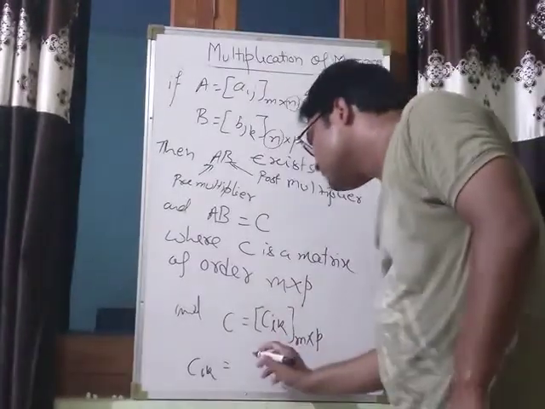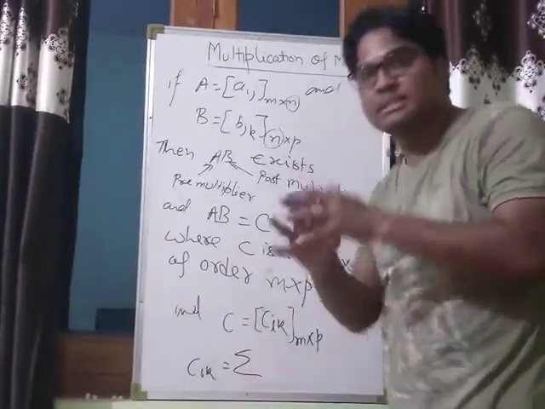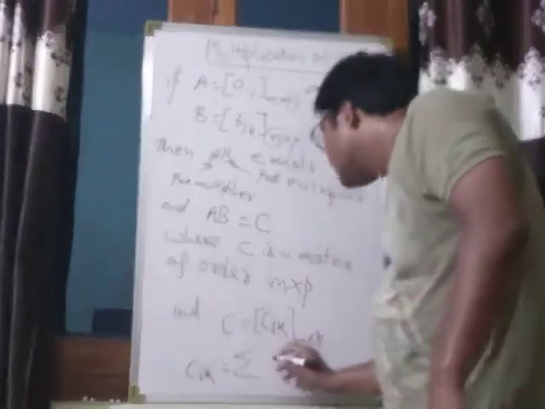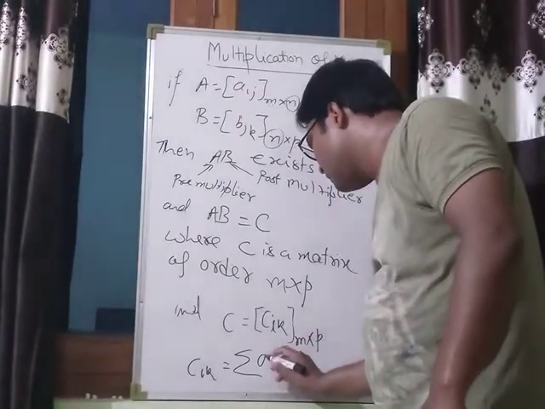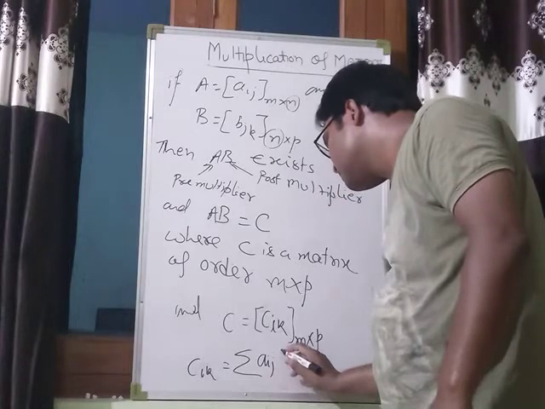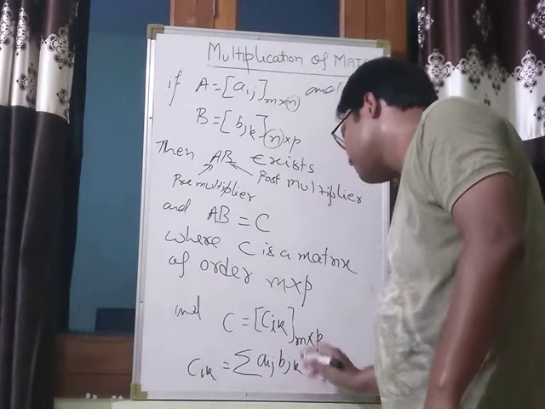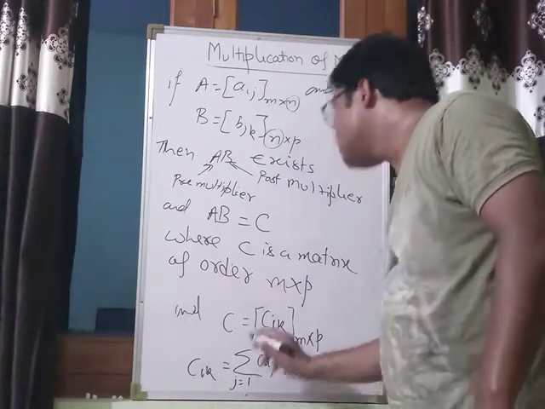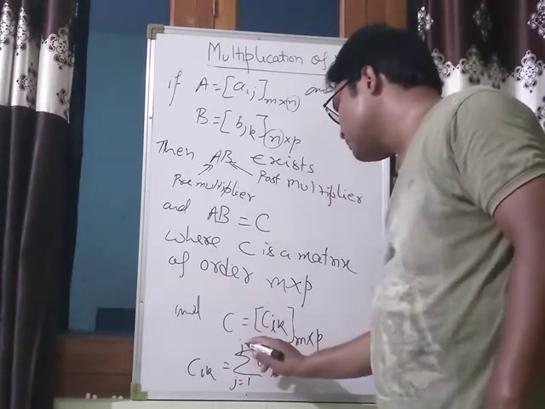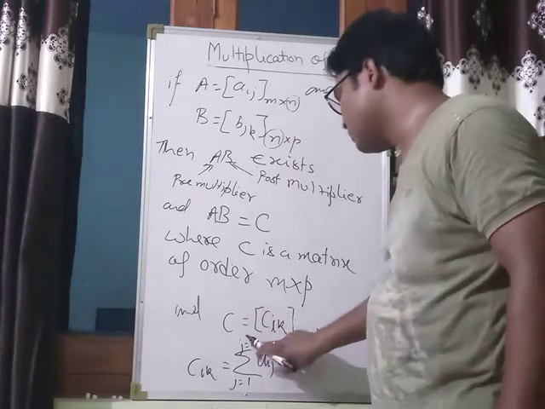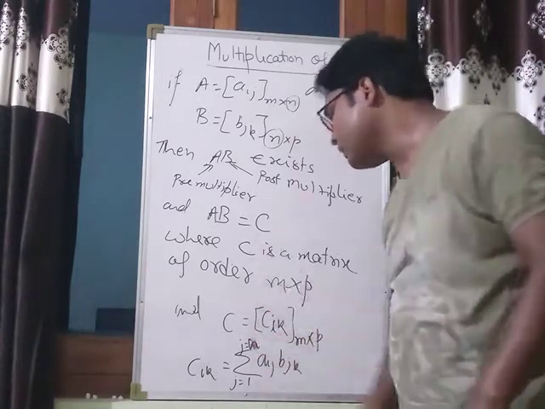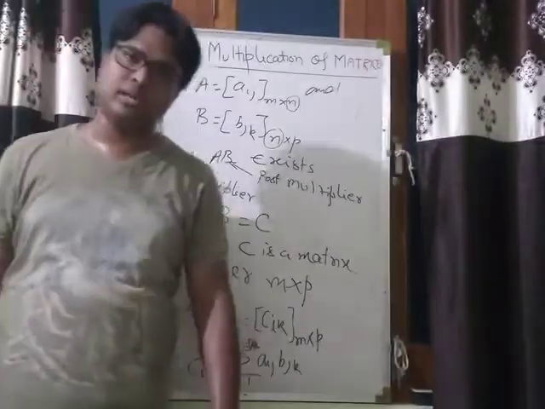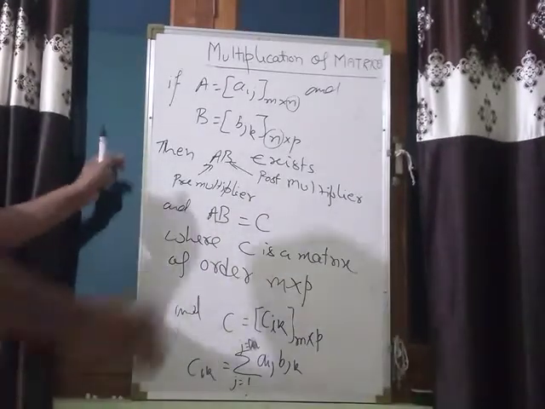So that is C_ik equals sigma, sum of A_ij B_jk, where j varies from 1 to n. Okay, there are n rows, that's why. Okay, so note down this. I am going to explain this by an example again. See this one, note down this, everyone.